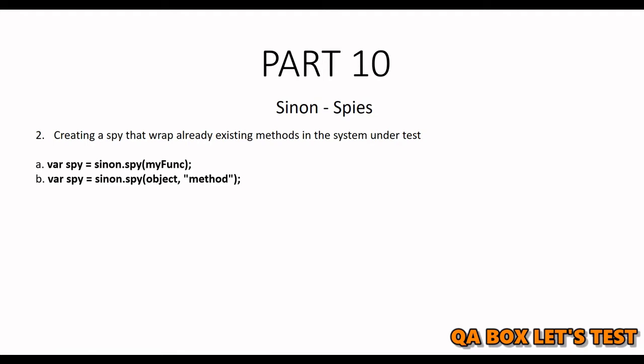The original method can be restored, and that's very important. We have to restore the spy. The original method can be restored by calling object.method.restore. That's how we are going to restore. The returned spy is the function object which replaces the original method.